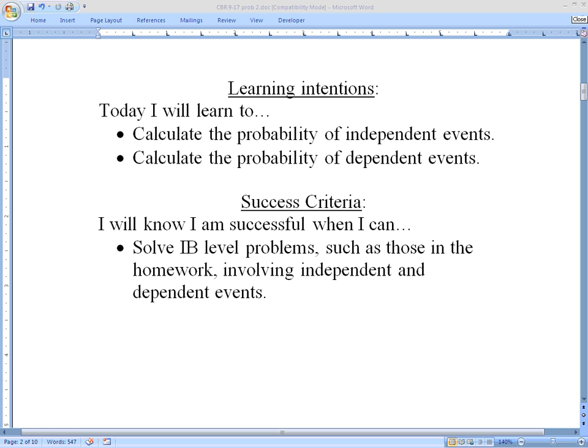Today we'll be talking about calculating the probability of independent events and dependent events. Our goal is to be able to solve IB level problems, such as those in the homework involving independent and dependent events.